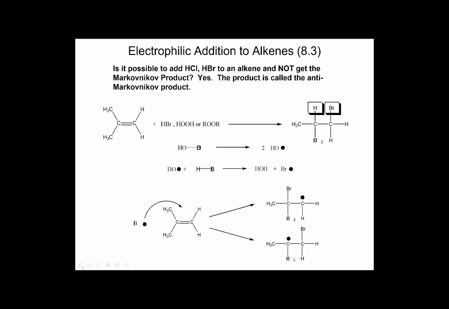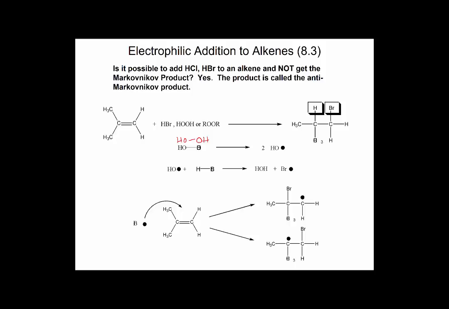Anti-Markovnikov product. Was this on the video from last time? So anti-Markovnikov: I just downloaded these from Google into PowerPoint, and apparently it doesn't like that, so it left a lot of stuff out, like the other OH group. So this is peroxide. If you want to do anti-Markovnikov addition, add HBr and a peroxide.